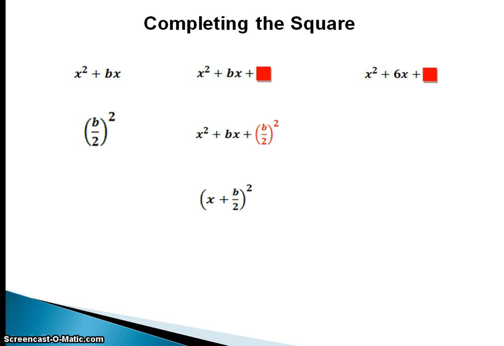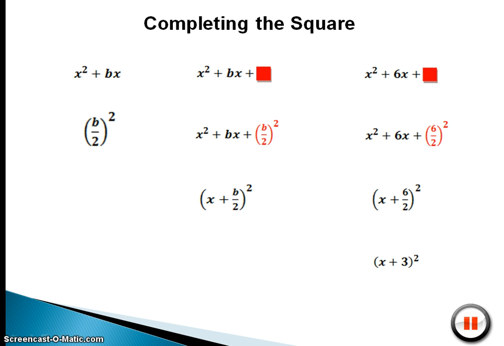Let's take a look at an example. In this case, we have x squared plus 6x, but we have no c value. We're going to take our b value, 6, divide it by 2, square it, and that becomes our c value. Now we know we have a perfect square, and we can factor that quadratic like this, x plus 6 over 2, which of course is x plus 3 squared. Pause now and copy everything on this slide.